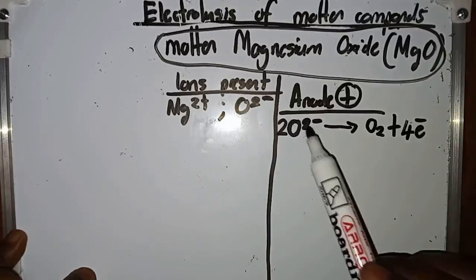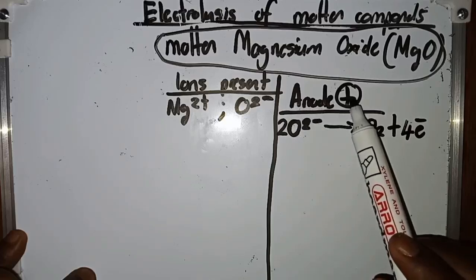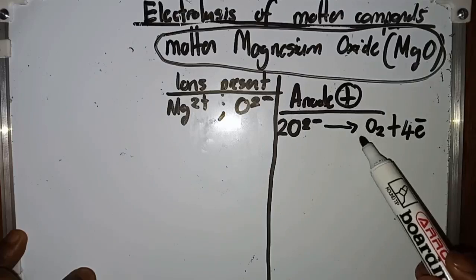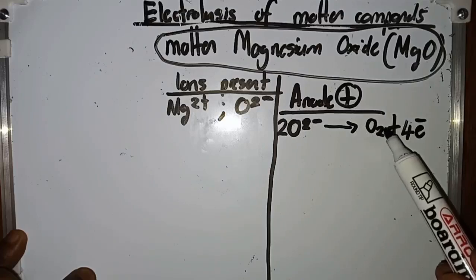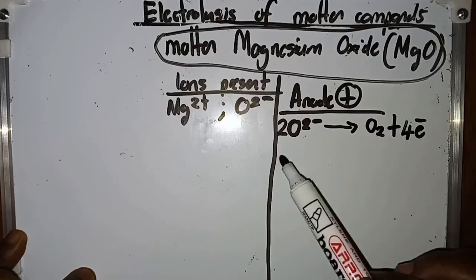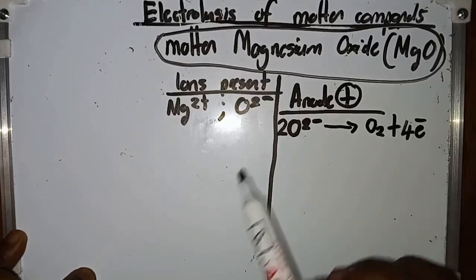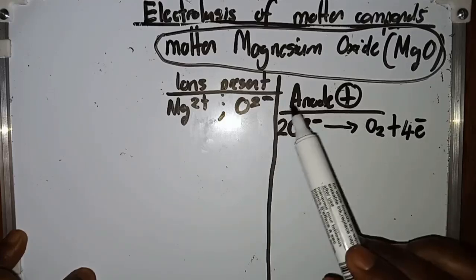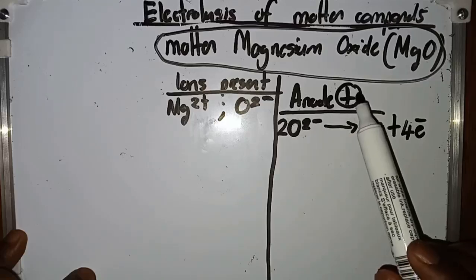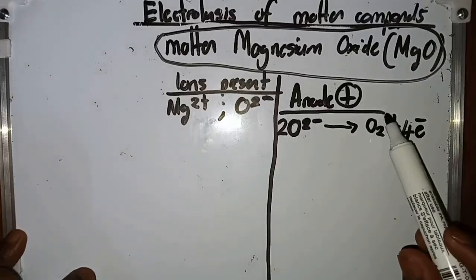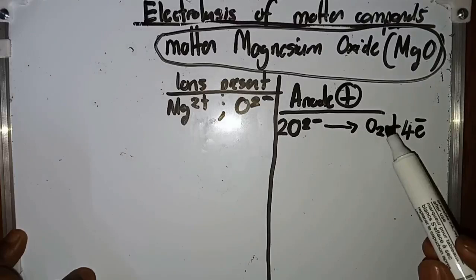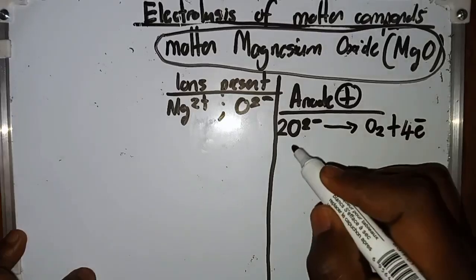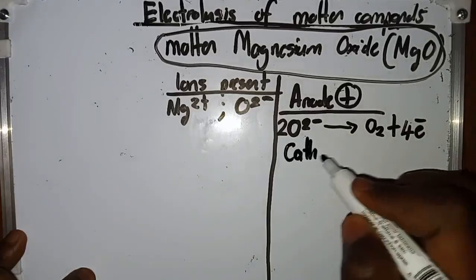Okay, so that means that at the anode electrode, what do we get? We get oxygen. Oxygen is going to be formed there. If you look back at the diagram I drew for electrolysis, at the anode electrode we see bubbles. Those bubbles will be bubbles of what? Of this oxygen.